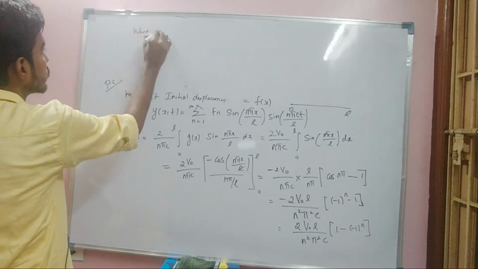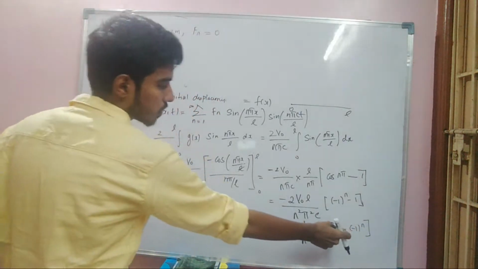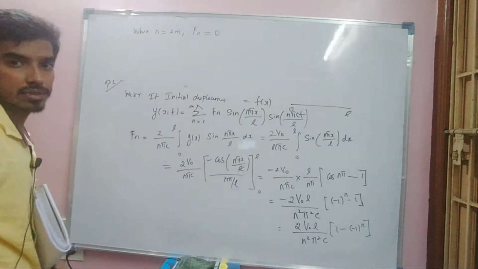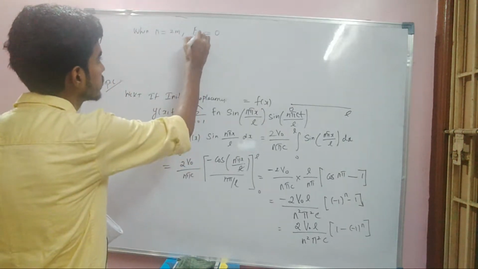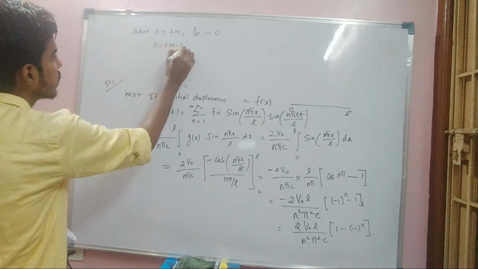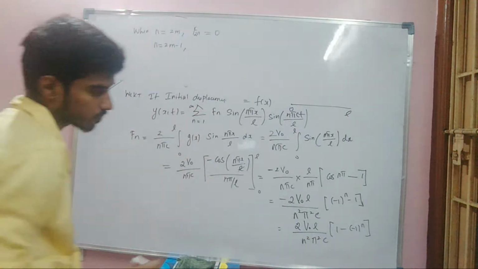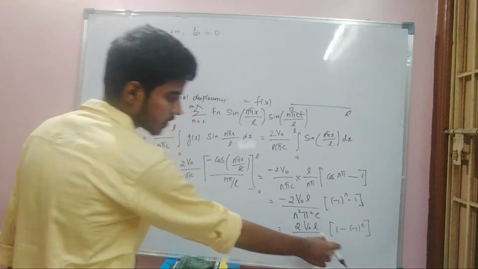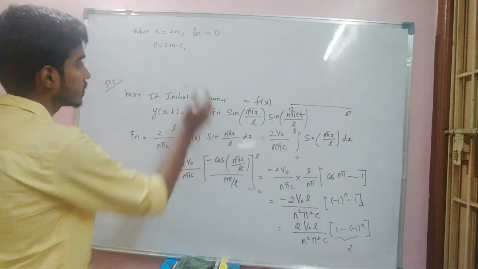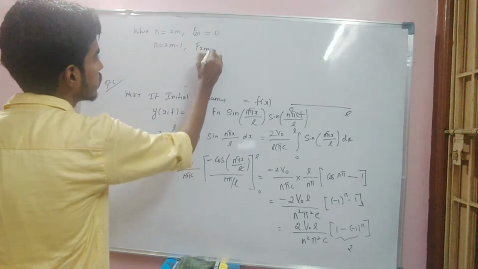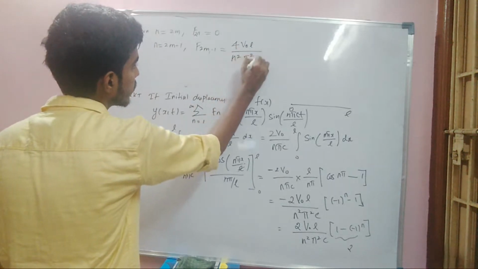So when n is equal to 2m, that is when n is even, our Fn will be 0, because when n is even, this will be minus 1 power 2n, that will be 1, so 1 minus 1 will be 0. So f2n is equal to 0. When n is equal to 2m minus 1, that is for odd, 1 minus of minus 1 will be 2, so this entire term will be 2. So if I multiply here, we have f2m minus 1 is equal to 4 V naught L divided by n square pi square c.